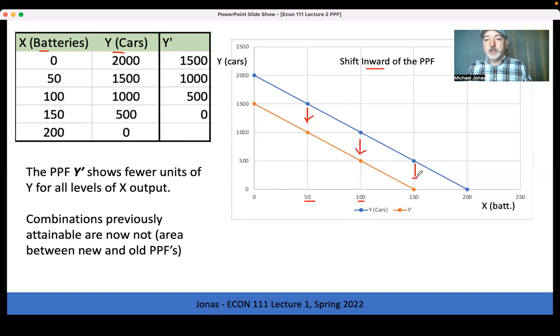So here we're showing it as a nice simple parallel shift inward. Label it Y prime, the height of that new PPF. And we can really think of this area in between, I'm scribbling through, the old and the new PPF. Well, those are all combinations of output that we used to be able to produce that are no longer feasible, right? They're outside the new PPF.